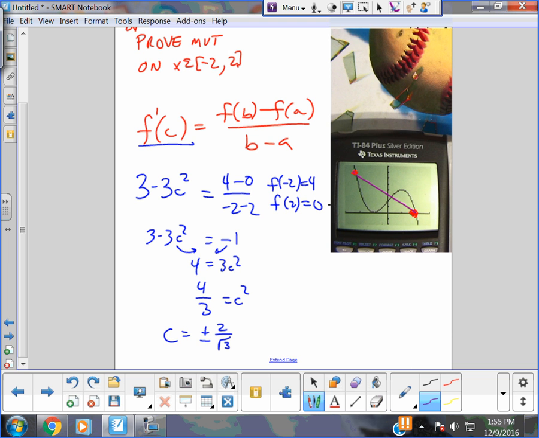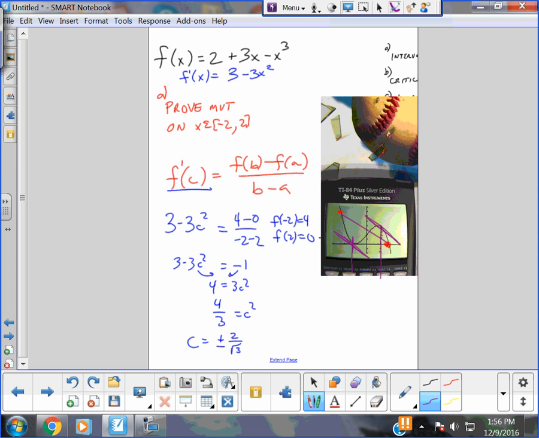It happens at 2 over the square root of 3, which is 2 divided by 1.7. So about 1.1. So somewhere about here. Okay. And then at -1.1, which is somewhere about there. Can you guys see those two values? Those are the two c values. So it works. We've proven the mean value theorem for this problem.